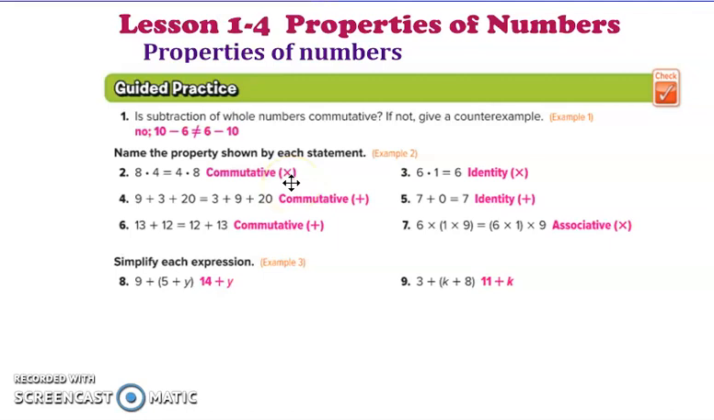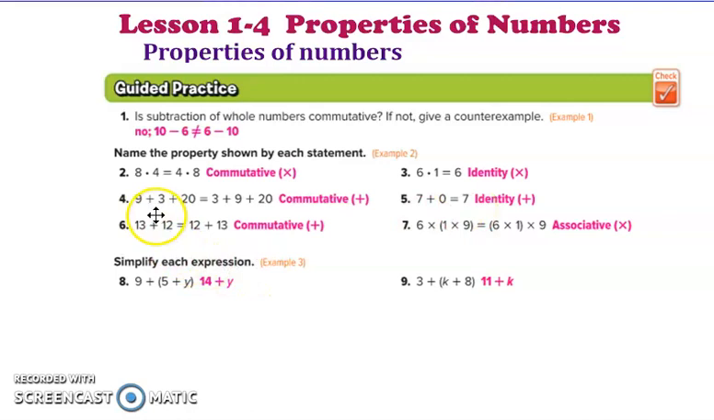Okay, look at this one. Anything times 1 is an identity property of multiplication because you're getting the same exact number that you start out with. We know this one's an identity property also because you're getting the same exact number that you start out with, but this is addition. You're adding 0 to get the same exact number.